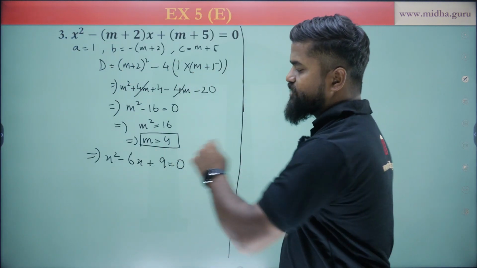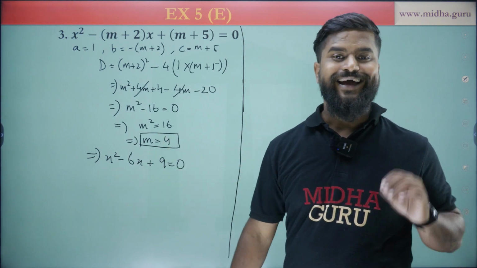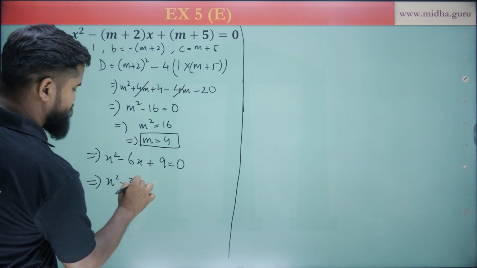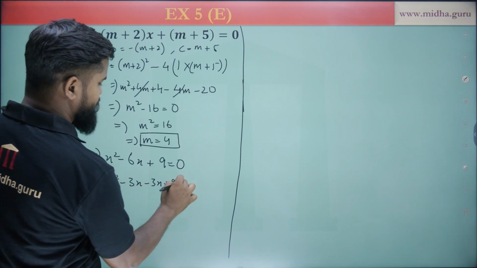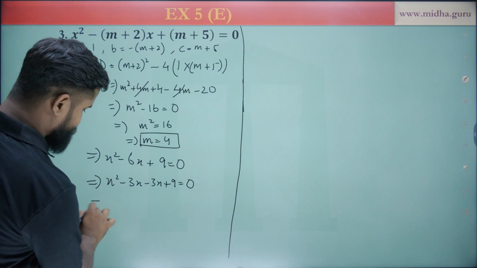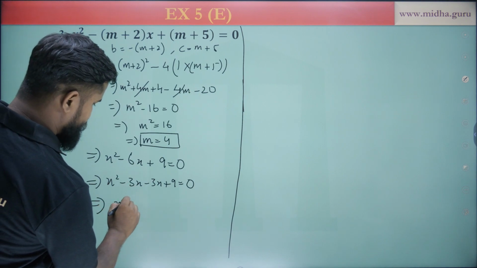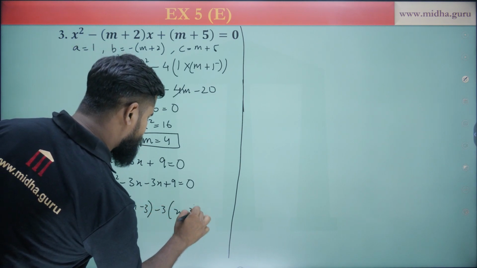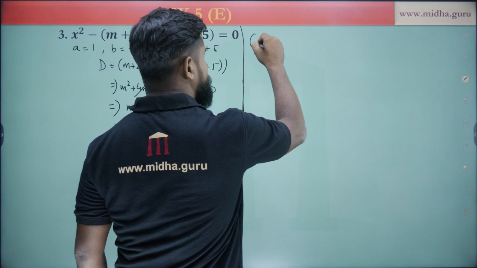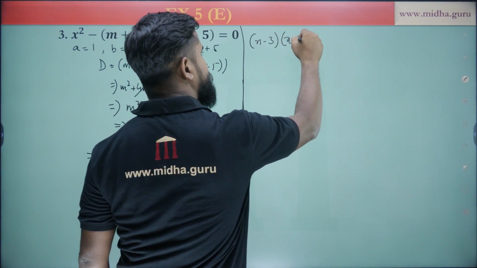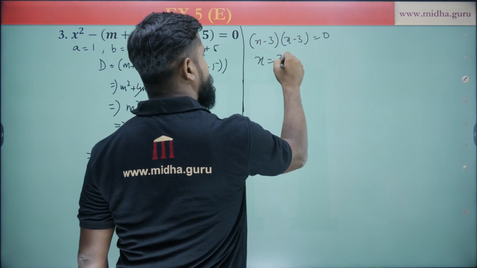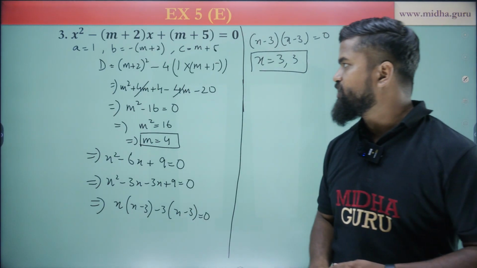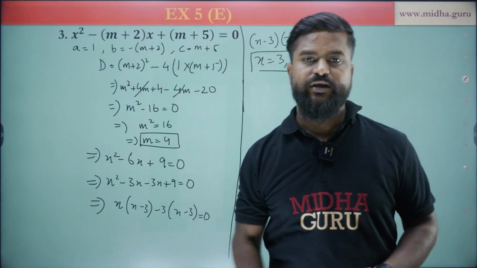Now we have to divide minus 6 such that the product is a positive 9 and its sum is minus 6. So we divide it into x square minus 3x minus 3x plus 9 is equal to 0. So we take x common, we get x minus 3. Then we take minus 3 common, again we get x minus 3. So the equation is x minus 3 into x minus 3 is equal to 0. So x is equal to 3 comma 3. And this will be the solution for the given quadratic equation.